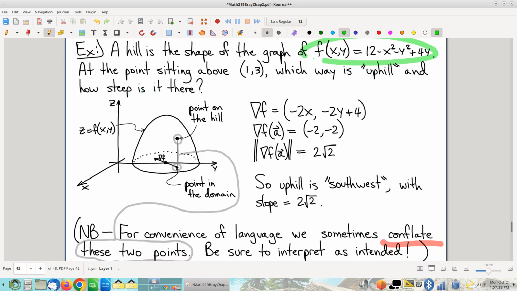So we've got our function. You can take the gradient. You plug in the point in question. We're looking at the point (1, 3), which we plug in, which makes our gradient turn into this, like so. And now what direction is that?